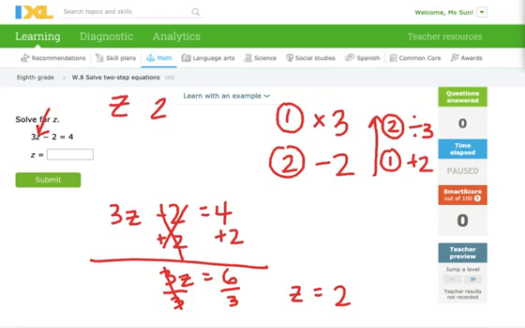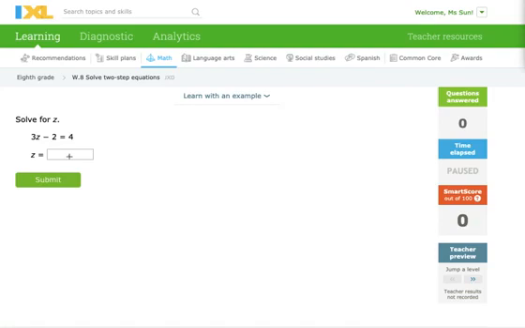Z equals 2. I might want to check it first, so let me check it by putting it back into the problem. 3 times z becomes 3 times 2 minus 2. 3 times 2 is 6. 6 minus 2 is equal to 4. Yes, so it's correct. I'm going to have to clear this so that I can put in my answer.